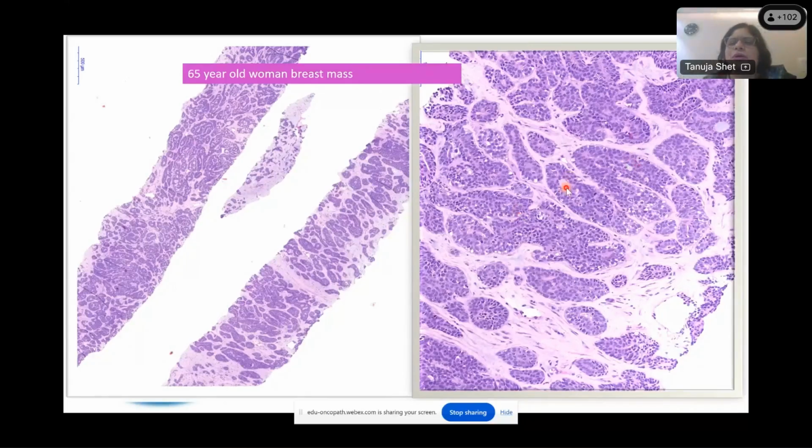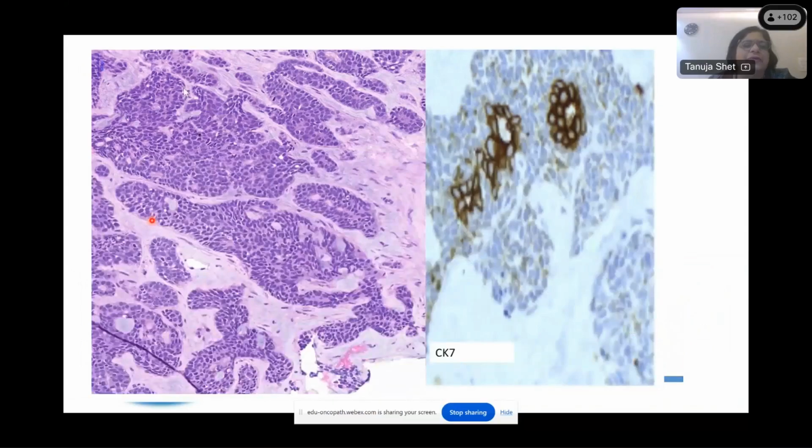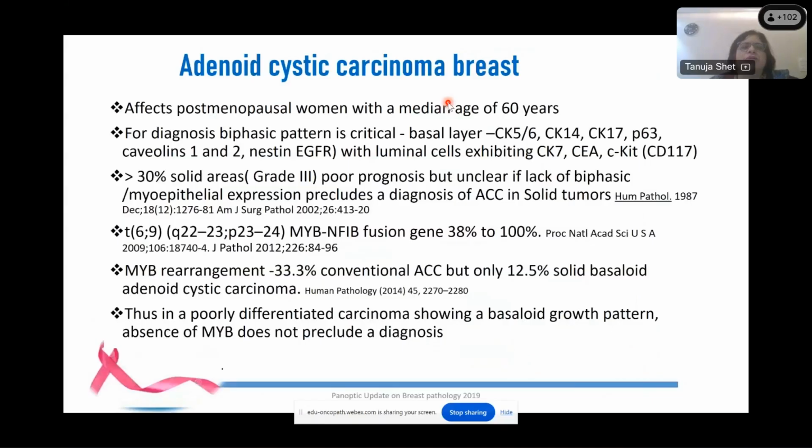You see this blue colored material. So, adenoid cystic carcinoma of salivary gland. And you see it better here. You will never see a very pretty picture because that's not the case with breast adenoid cystic carcinomas. And when you do epithelial and myoepithelial cytokeratins, if you do a luminal cytokeratin, this is CK7, which is nicely positive, and the surrounding cells. So this biphasic pattern is very important to have to report adenoid cystic carcinoma of the breast. It affects postmenopausal women around the age of 60 years.